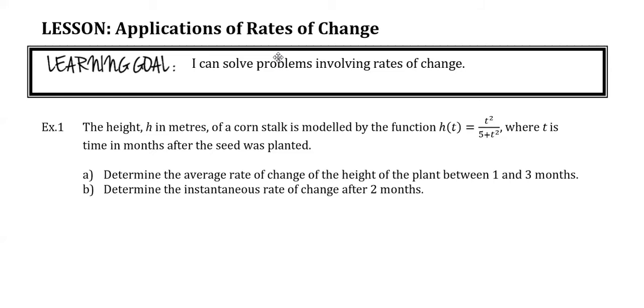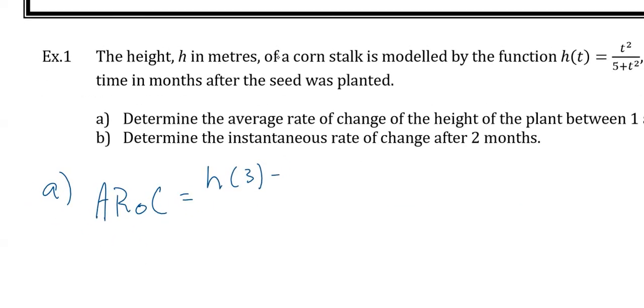Question A, determine the average rate of change. So average rate of change, we're going to use this slope formula from grade 9. Average rate of change will be h of 3 minus h of 1, over 3 minus 1. So we need to go get h of 3 and h of 1.